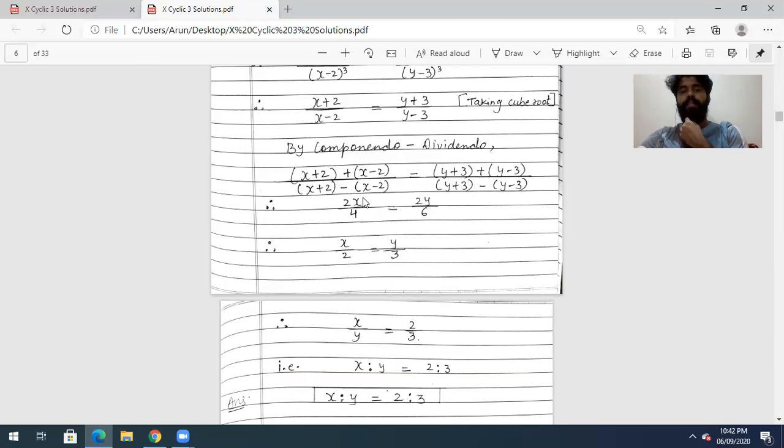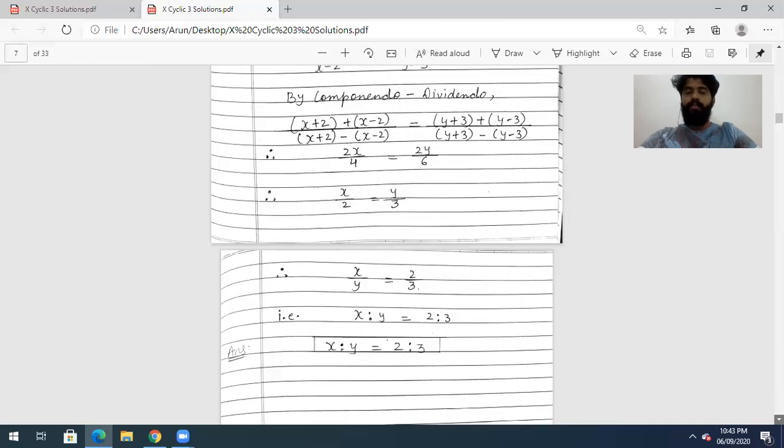So we'll have x plus x, 2x, 2 minus 2 gets cancelled, upon x minus x will get cancelled, 2 minus minus 2 becomes 4. Y plus y gives us 2y, 3 minus 3 cancels. Y minus y cancel, 3 minus minus 3 gives us 6. So we have x upon 2 is equal to y upon 3. Therefore, when you cross multiply, you have x upon y is equal to 2 upon 3. So therefore, the ratio of x is to y is 2 is to 3.